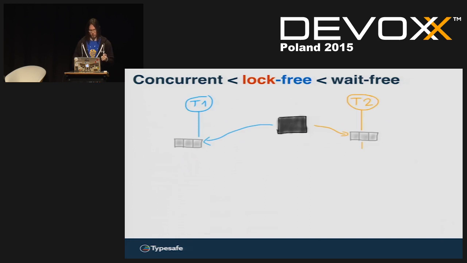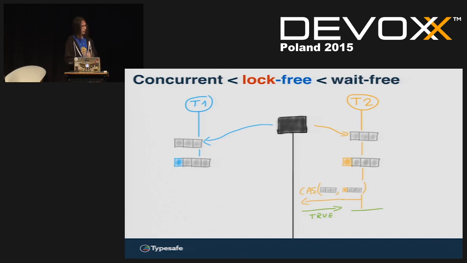I like pictures. So you have the queue, two threads are trying to write to it, so both get the reference, they prepend some value to it, and then they try the CAS. So CAS is short for concurrent swap. You try to CAS, you try to put it into the black box, and yeah, the CAS succeeds. So you're done. The thread number two is done.